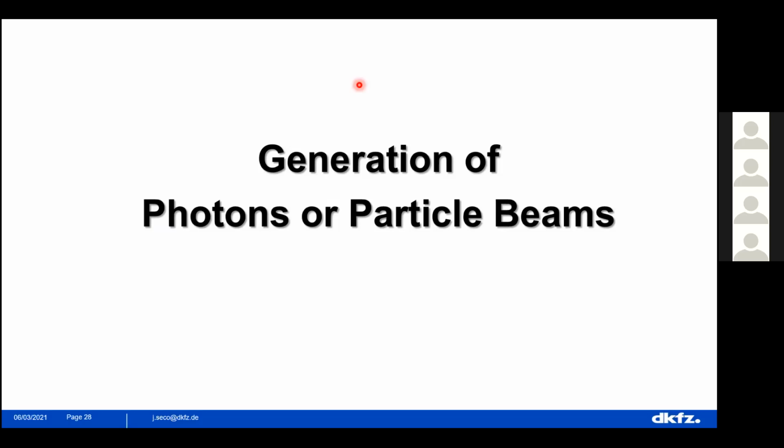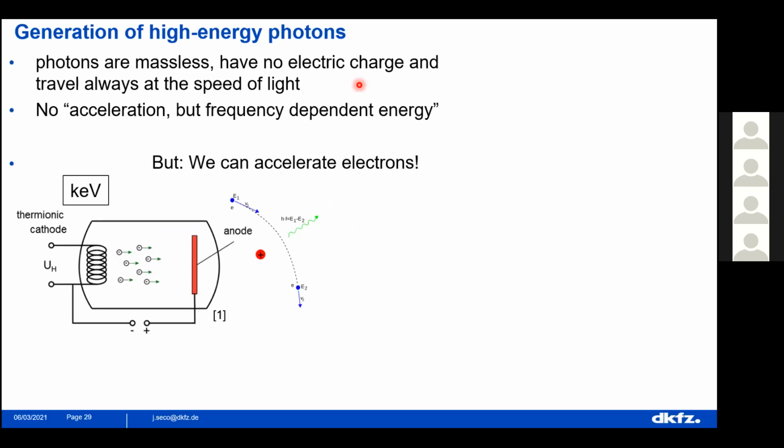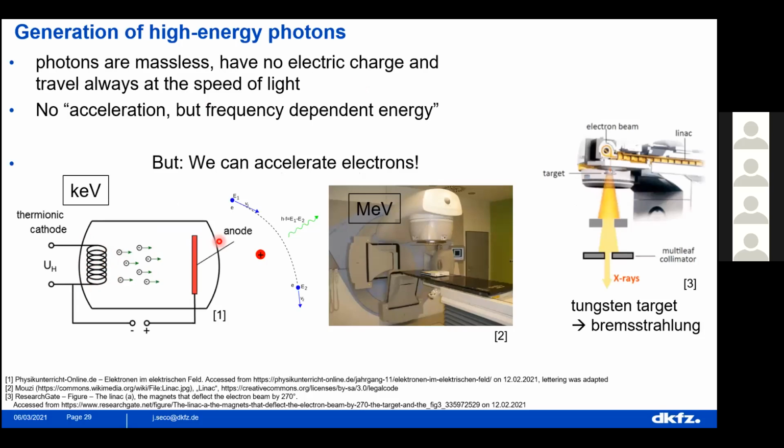I will talk a little bit about generation of photon and particle beams, because this is important for the rest of the talk. One thing to remember is that photons are usually generated through thermionic emission. I have electrons that are emitted from a cathode. They are then accelerated to an anode, and I produce these electrons, which I inject into a linac, the linear accelerator tube, and I eventually produce X-rays.